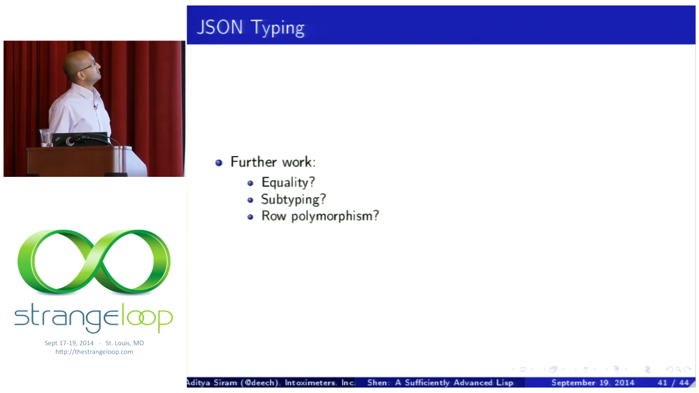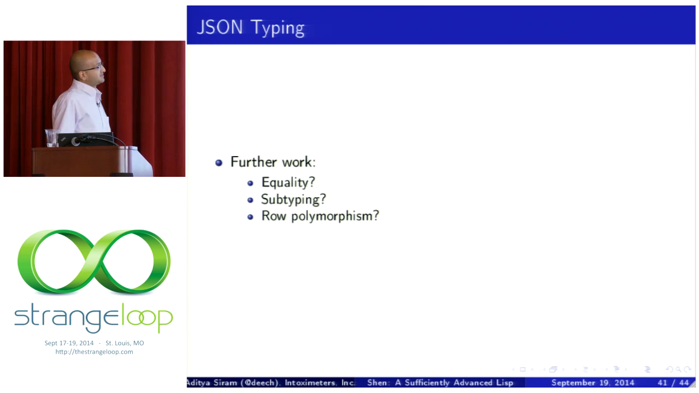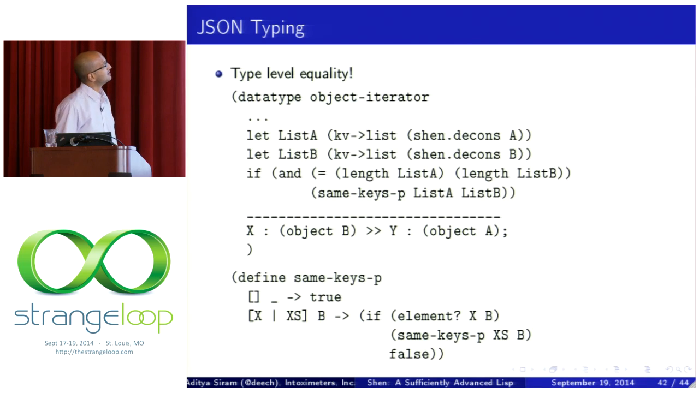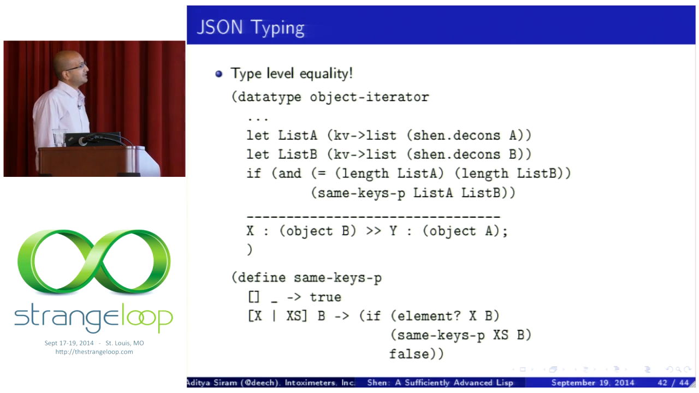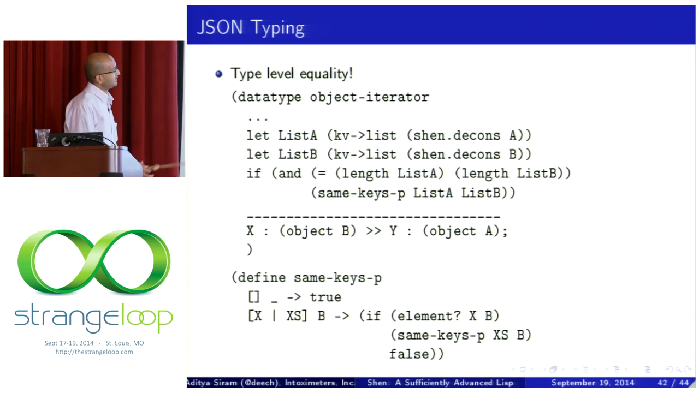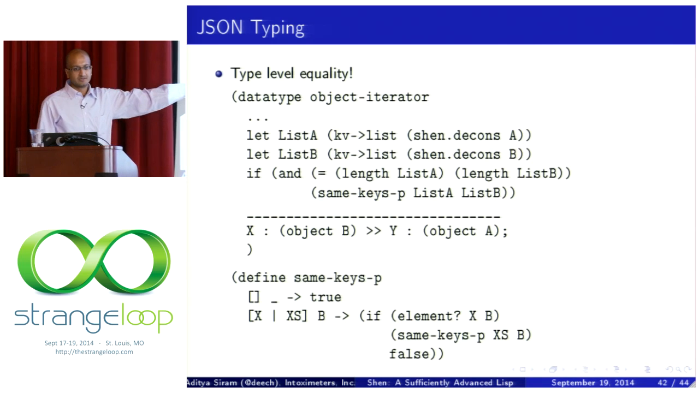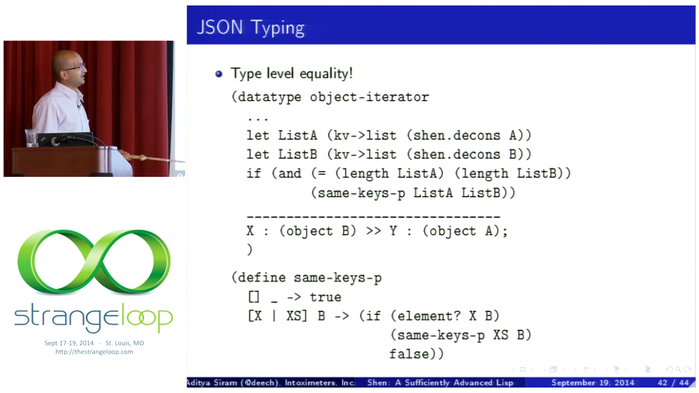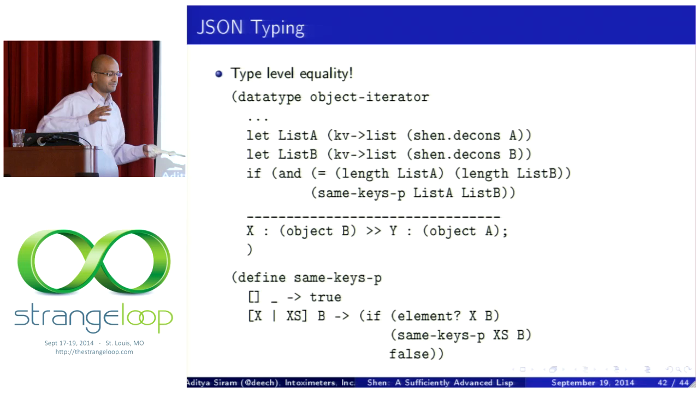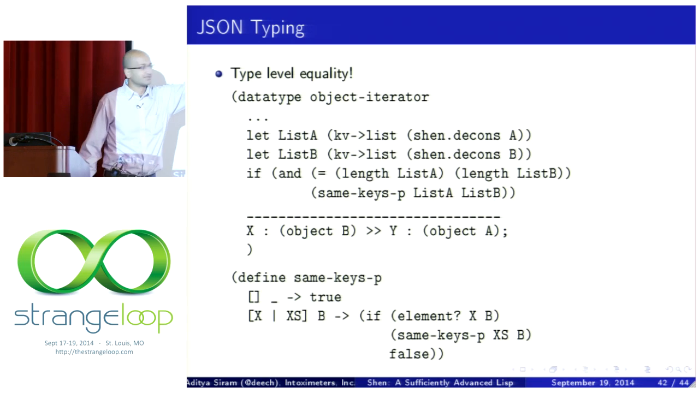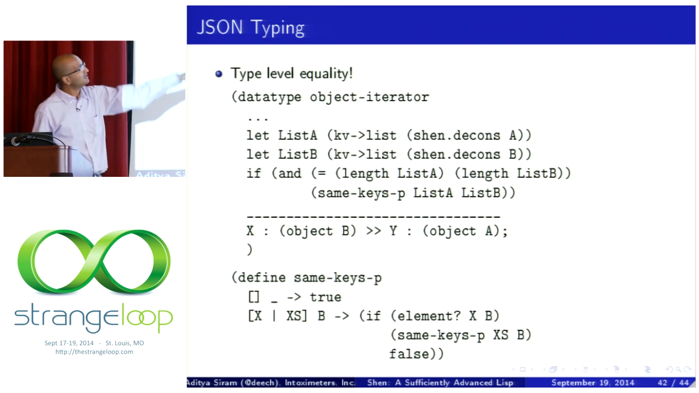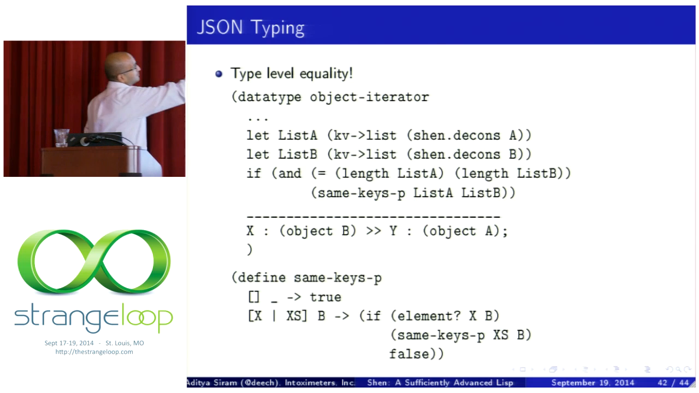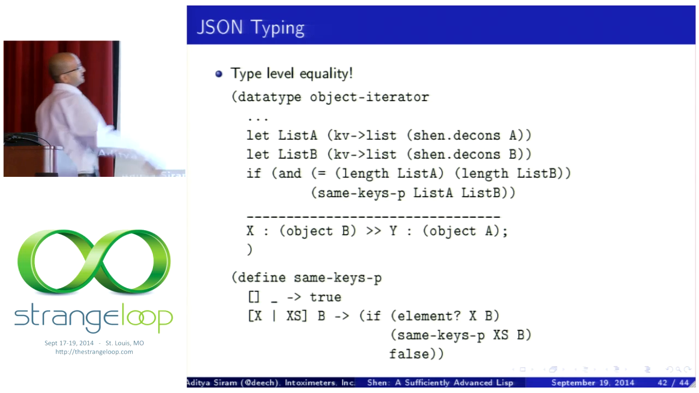So equality, subtyping, row polymorphism. Just to show you how easy this thing is, I've just gone ahead and implemented equality for you. So we can add another rule to object iterator. What this rule is saying is that if in the list of assumptions, in order to prove that y is of type object A, you have another object of type object B, then go ahead and take that B over there and make sure it has the same keys as A.